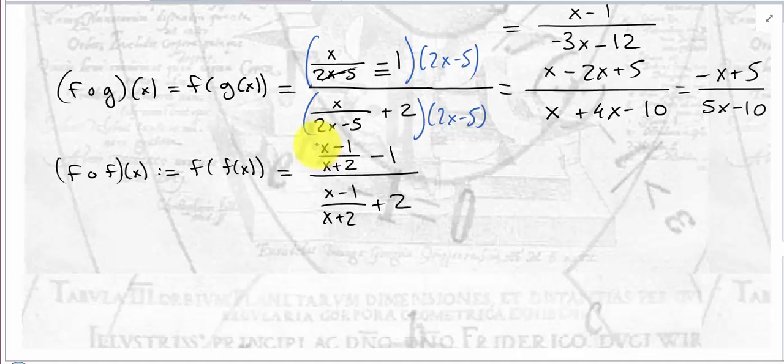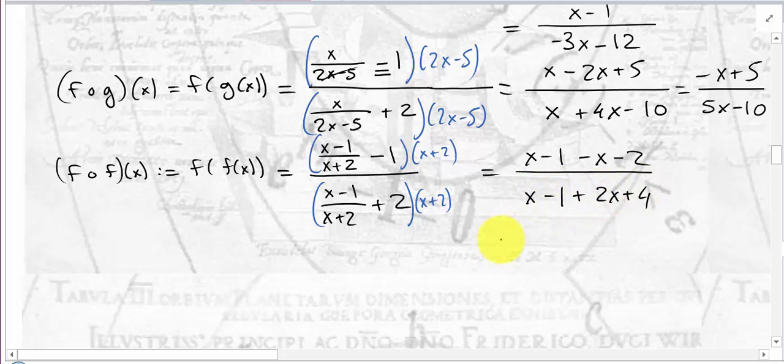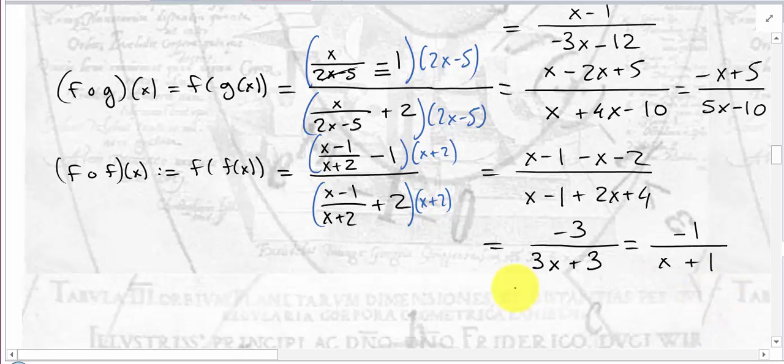All right, so now let's multiply by x plus 2, x plus 2, and we have, so x minus 1 minus x minus 2 over x minus 1 plus 2x plus 4. So it is negative 3 over 3x plus 3. Oh, I can simplify by 3 everything, and I should. Negative 1 over x plus 1. I think I haven't made a mistake, okay? Please check my work, but I think this is correct.